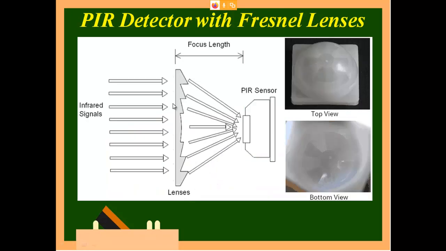Okay, so the structure of the lens is placed like this. You have a curvature like this. So whenever light falls on this, it will get reflected and it will be focused here. So that is what I told. This is how the structure of that glass is placed, top view and bottom view when you see. So wherever light falls on this, it will be focused on the center of the PIR sensor.